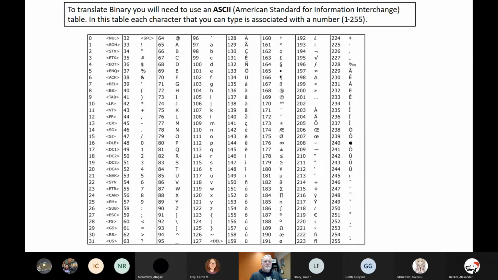The key thing you need to know is that between the numbers 0 and 255, each number is associated with a typable character. The range you will deal with most is from about 33 up to, on this chart, probably 128. Each character is associated with a number. There's no overlap; no two characters are assigned to one number. And this chart is universal.